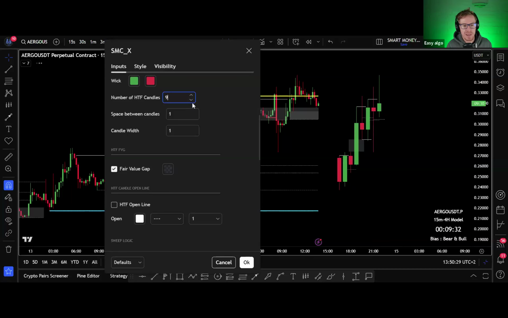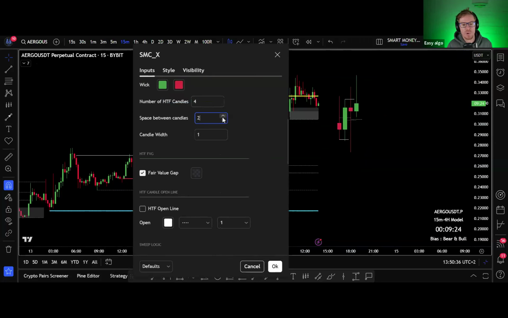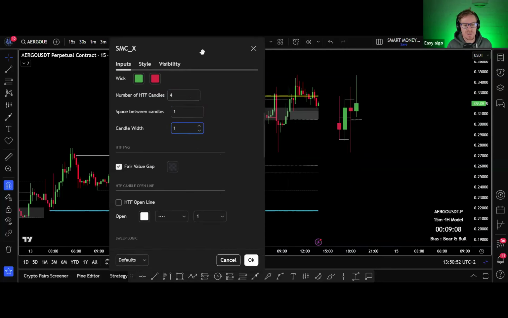I'm just going to bring this back to 4, so you can see. So you can move this back to 4 if you just want to see less. If I want more space between the candles, I can increase this, and you'll see it will increase the space between the candles, depending on how you like to position things. If I want to increase the size of the candle, I can increase the size of the candle over here. So that's just nice ways to customize it according to how you like.